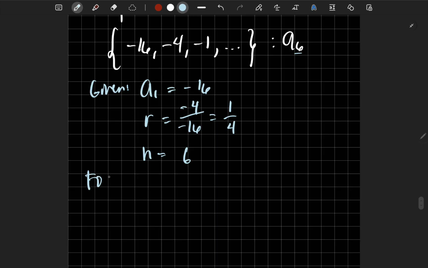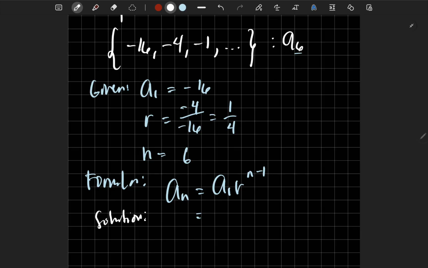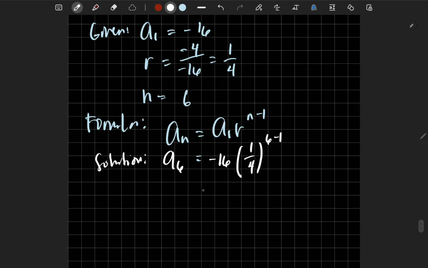Now, using the formula, you have a sub n is equal to a sub 1 times the common ratio raised to n minus 1. Then, for your solution, you just have to substitute all the given on your formula. That is a sub 6 is equal to the first term, which is -16, times the common ratio of 1/4 raised to 6 minus 1. Okay, so again, the first step is you have to simplify first the exponent. 6 minus 1, that is 5.